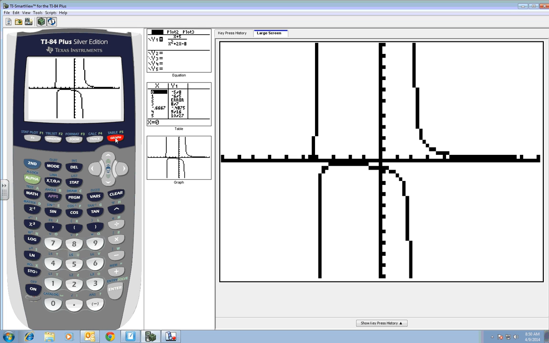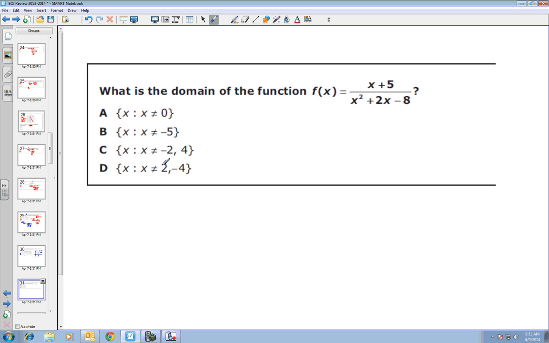So when I look at this graph, I have vertical asymptotes where? I have them at 2 and at -4. If you can't really tell by looking, look at your choices and it kind of tells you. But I have two places where my graph has a break. That means x cannot equal 2 and -4. And the same thing, if I set that denominator equal to 0 and solve, when I factor this, I get x equals 2, x equals -4. That's where my domain could not exist. I have vertical asymptotes there. So my answer is D.